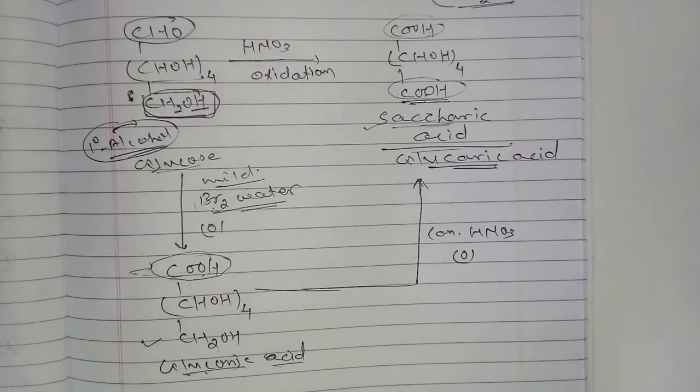Okay friends, so this is the first part of the structure of glucose. Next time we will discuss its configuration, cyclic structure and Haworth representation.